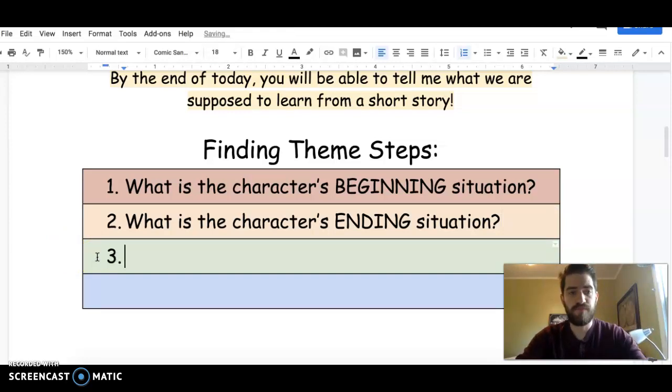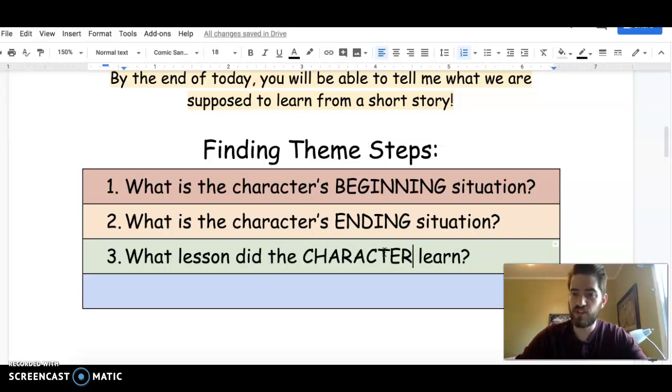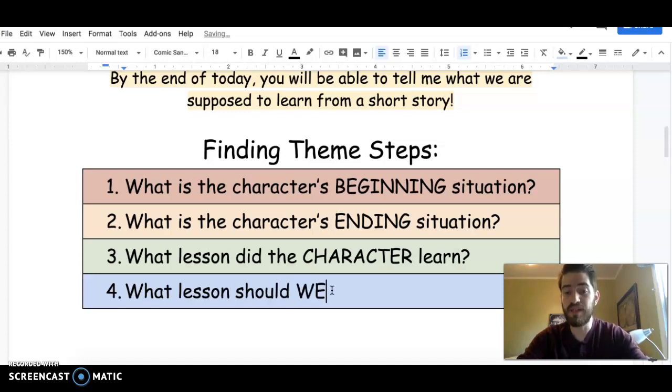Third step, what lesson did the character learn? So we're looking at what did the character in the story learn? So at the beginning to the end, what changed and what are they supposed to learn from that? And then lastly, what lesson should we learn from the story?